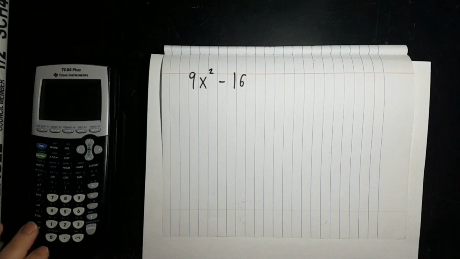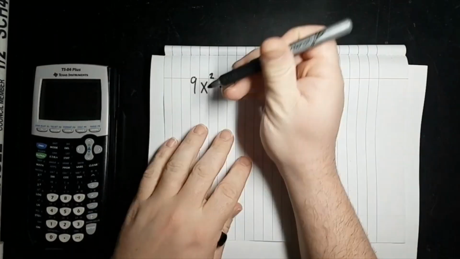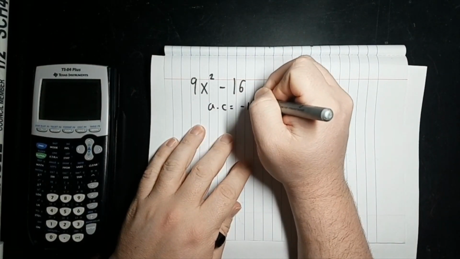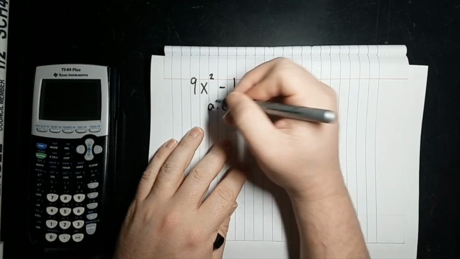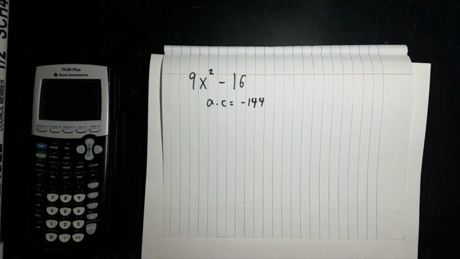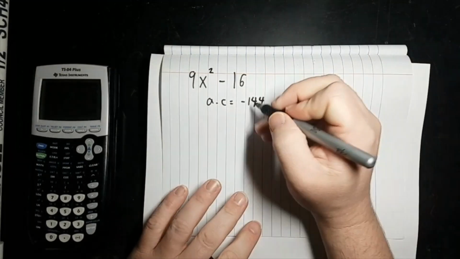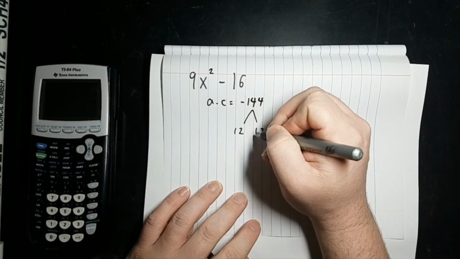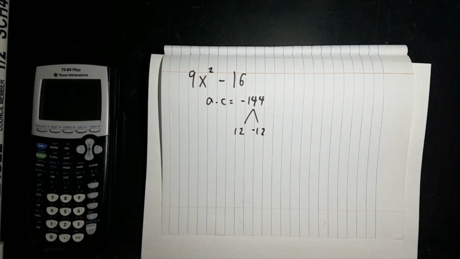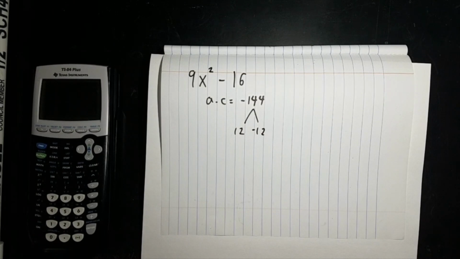Okay, a times c. If you do a quick a times c, negative 144. Man, there's something very familiar about that number. It's a perfect square. 12 times 12. But if one of them were negative, they would add up to 0. That's it. Those are your two magic numbers. They multiply to negative 144. They add up to 0. The 0x in the middle.